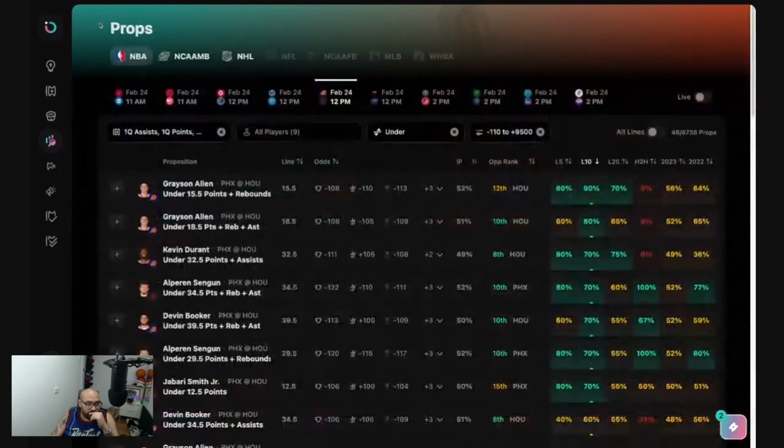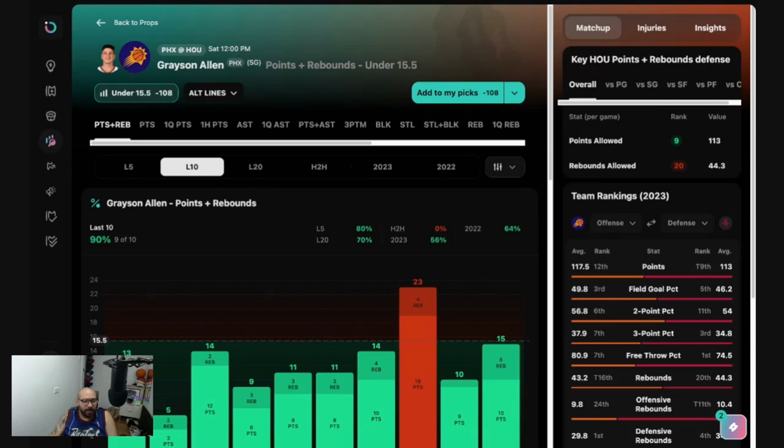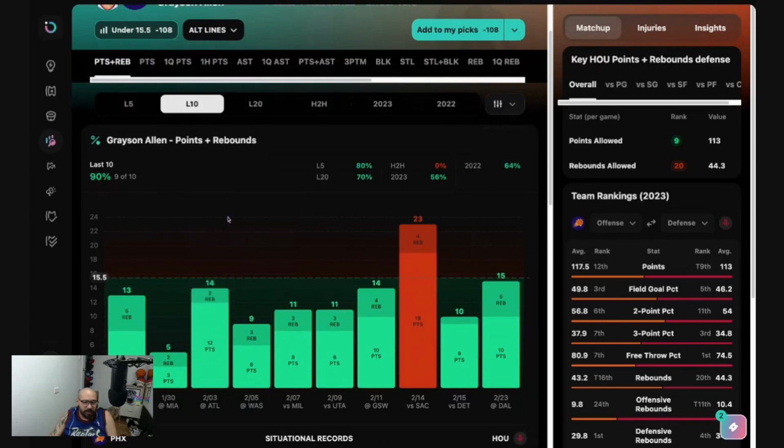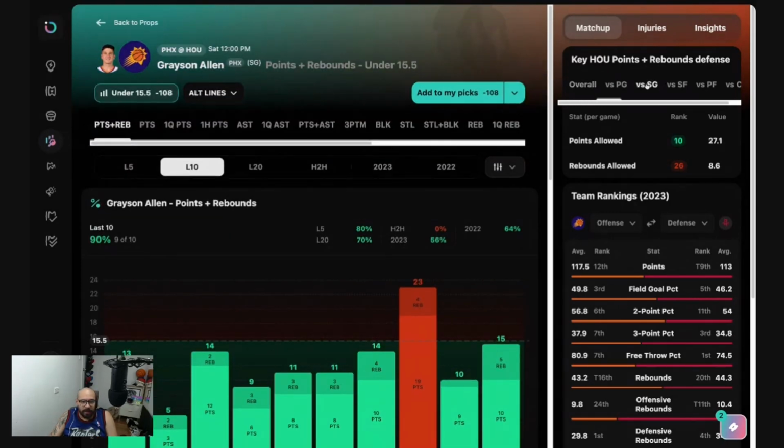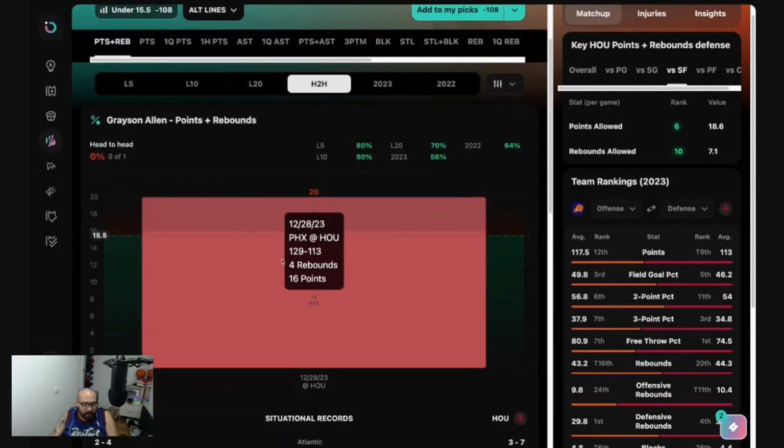So there's D Book. Who else have we got? Let's have a look at Grayson Allen. So we're looking at an under 15.5 points and rebounds. He's hit the under of this in 9 of his last 10 games. He lines up at the 3, but he plays both the 2 and the 3. But the matchup, we can say, is a good one. The problem, though, he's only got 1 matchup against the Rockets, which is this season, and he had 16 points and 4 rebounds. So that's an interesting one.